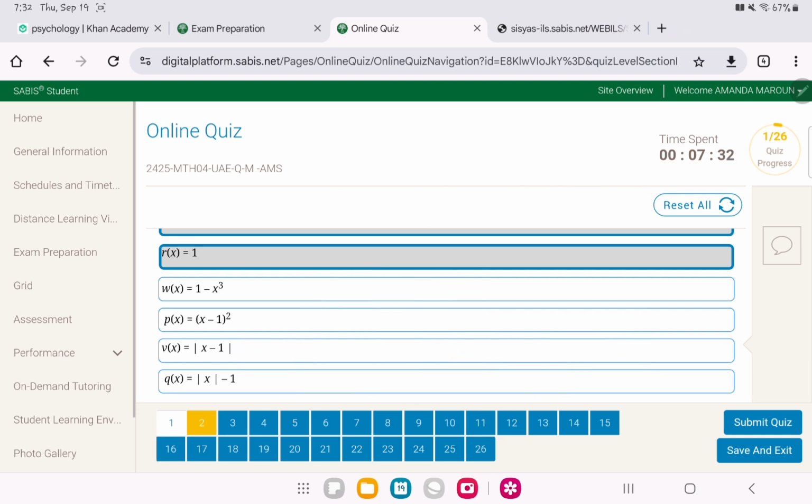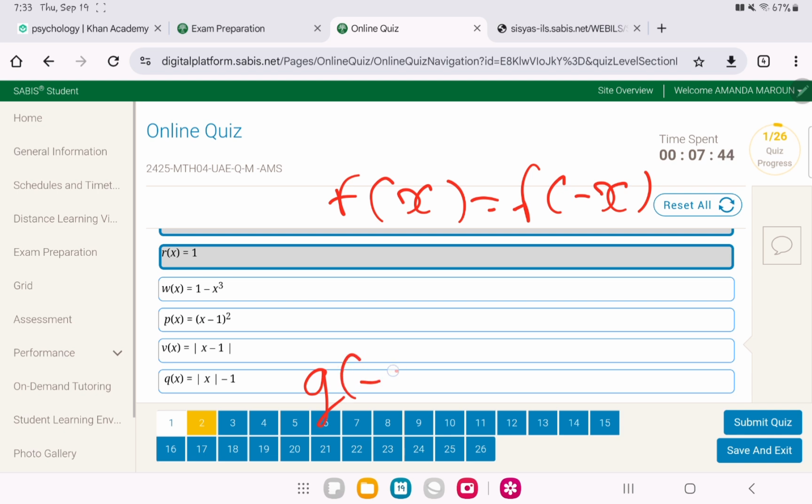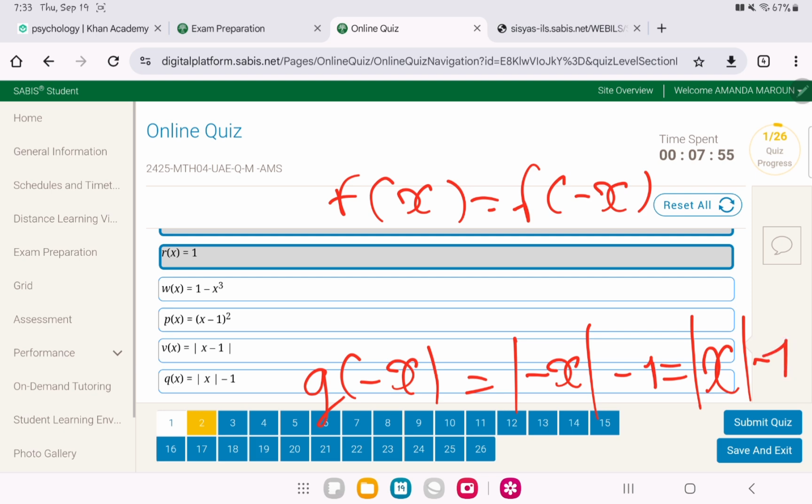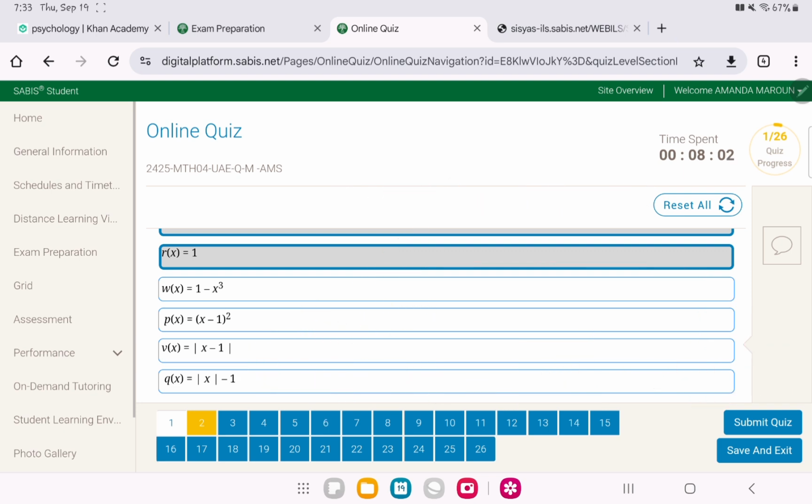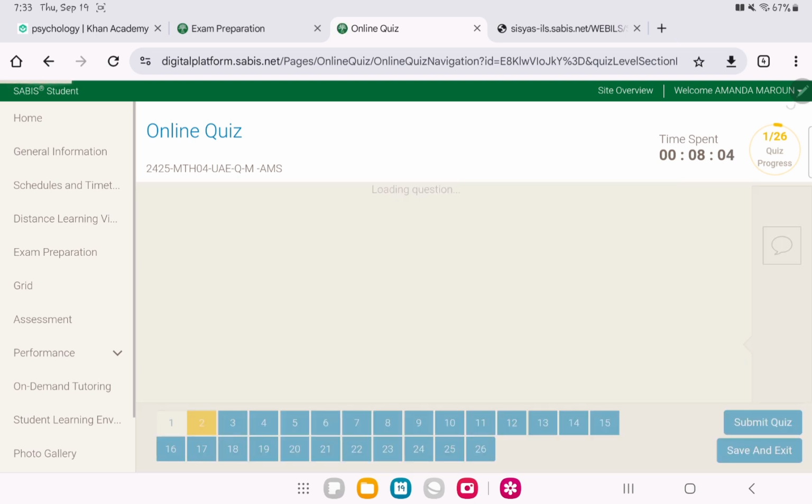Okay, now finally for the q(x), we remember f(x) is equal to f(-x). So q(x) is equal to the absolute value of x minus 1. So q(-x) is equal to the absolute value of -x minus 1, which is equal to the absolute value of x minus 1. So this and this are equal, so this is then even. And so we have even.